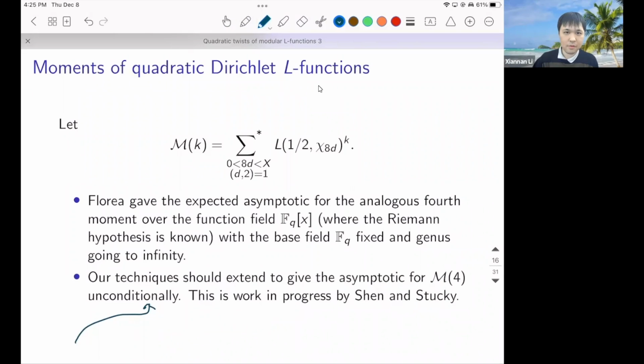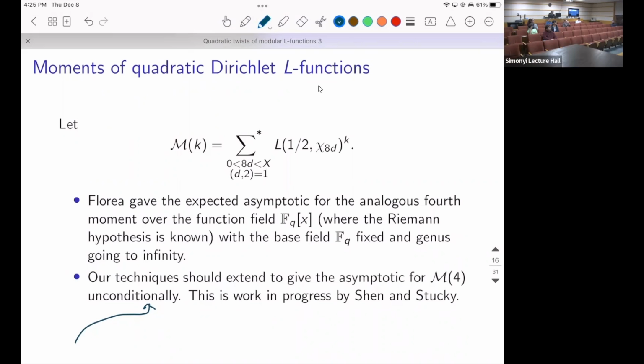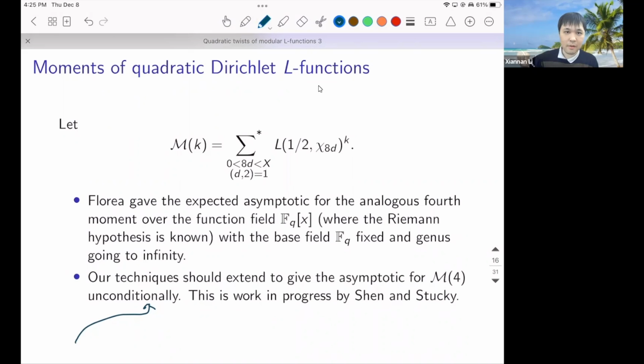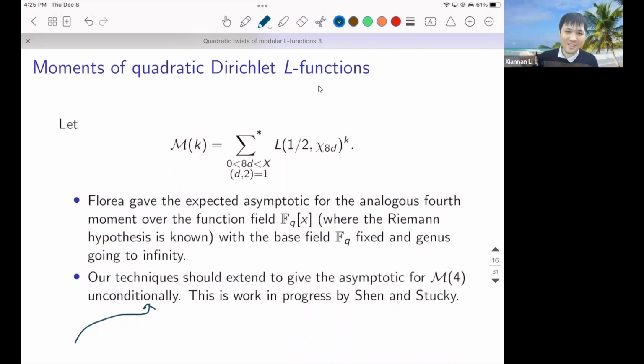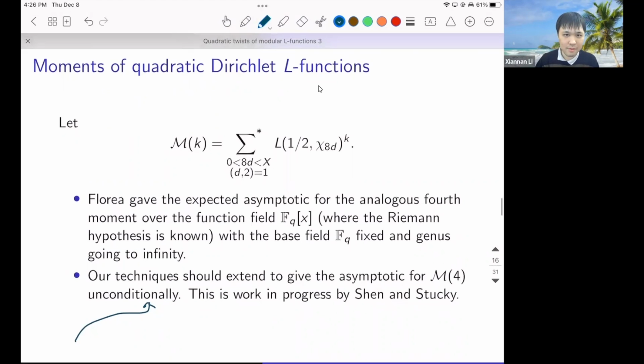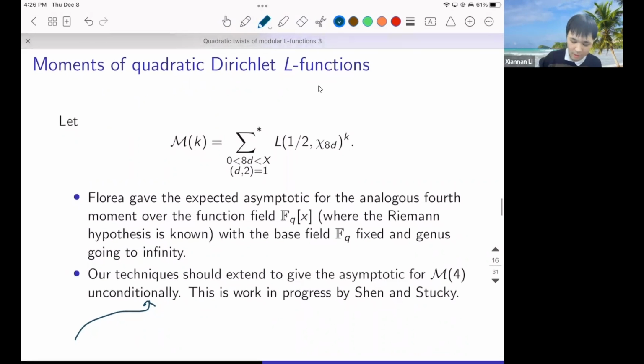So how many logs do you get aside from the leading log, you're saying? I'm asking what you get, just the leading log power, right? You get more than just the leading log power. Right, okay. So let me try to describe that, because this is still work in progress that doesn't exist yet. So you should expect, I think the main term would be like log to the 10, right?